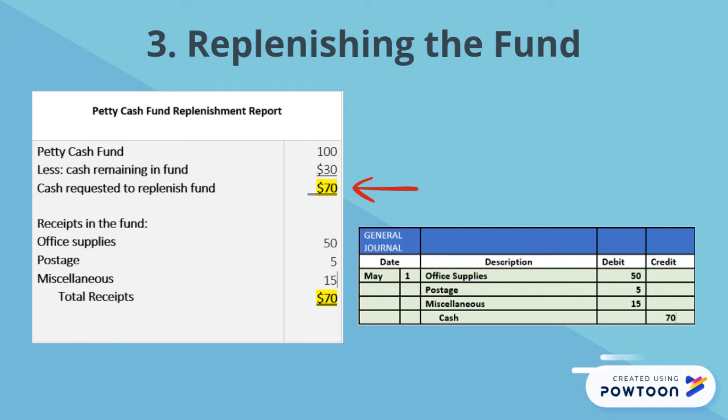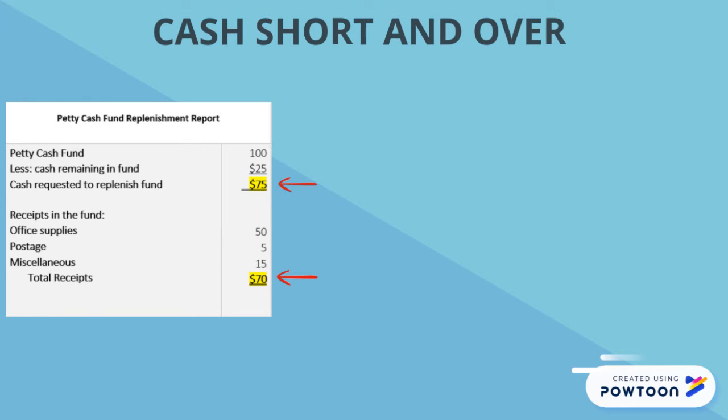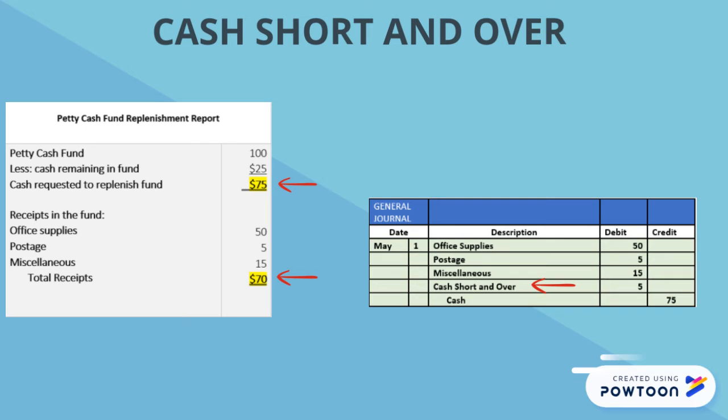So what happens if total receipts don't match cash requested? Let's say Jacob accidentally forgot to provide John with the correct change or correct receipts. Cash requested now exceeds total receipts by $5. In this case, a cash shown over account is made in the general journal. Cash shown over is recorded as an expense here, so we debit the account by $5. However, if there was extra cash, cash shown over would be credited instead.